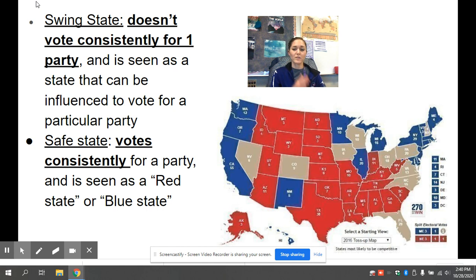They have voted for Democrats for years and years, and you can safely bet that they're going to vote for the Democratic candidate in the upcoming election, or they voted Republican for years and years, and you can safely bet that they're going to vote for the Republican candidate in the upcoming election.